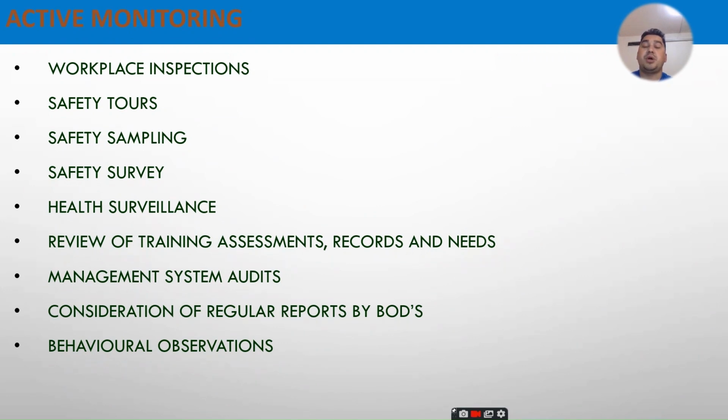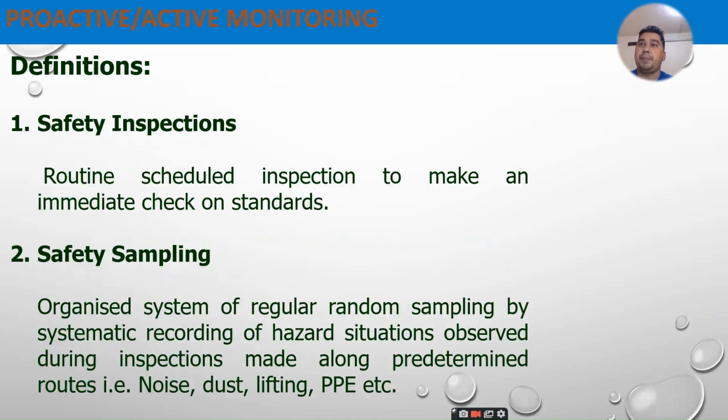After that, management system audits. You are doing the audits. Consideration of regular reports by bodies, like when an audit happens from the government body side, you are evaluating their reports and evaluating your performance, how you performed during the audit. After that, behavioral observation. You are observing the people while you are taking the safety tours and doing the workplace inspection. You are observing how they behave and how they act towards hazards. All these things come under behavioral observation.